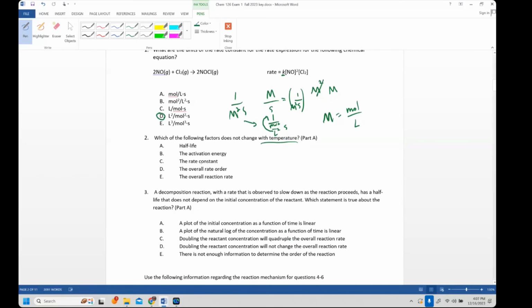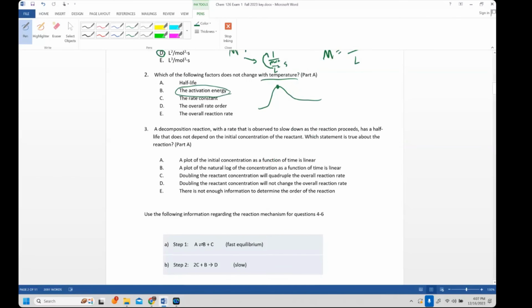The rate constant changes, because the reaction is going faster. The overall reaction rate changes. The rate order might also change, because increasing temperature might introduce other kinetics to the reactants hitting together and change the order. But the activation energy does not change. Just because the reaction goes faster doesn't mean the activation energy threshold changes. If you remember the energy diagram, that's this barrier right here. That doesn't change. The time it takes to get there will be less, but that threshold does not change with temperature.